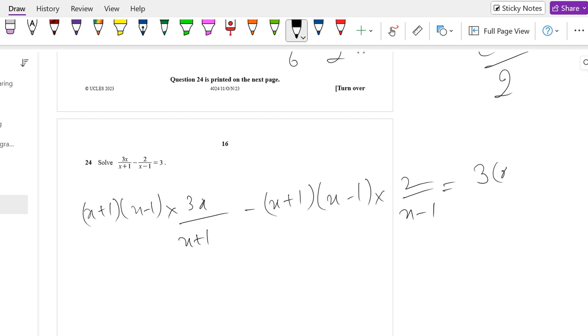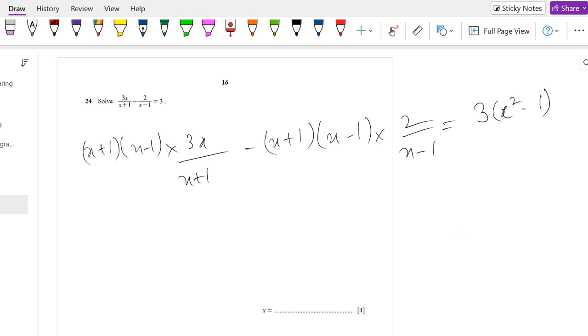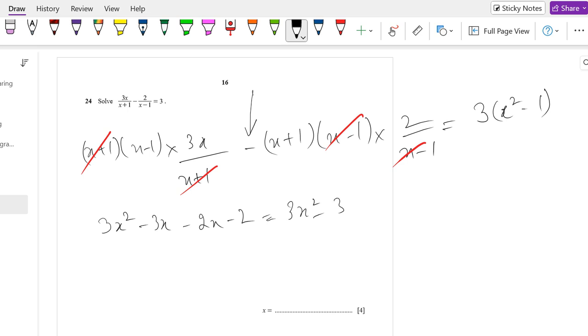3 times x square minus 1, since it's identity number 2. Now you may cancel out the denominators. So what are we left with? 3x square minus 3x minus 2x. Be very careful with this minus sign. And minus 2 is equal to 3x square minus 3. Alright, luckily this can be cancelled. So minus 5x is equal to 5 minus 1 would be your answer.